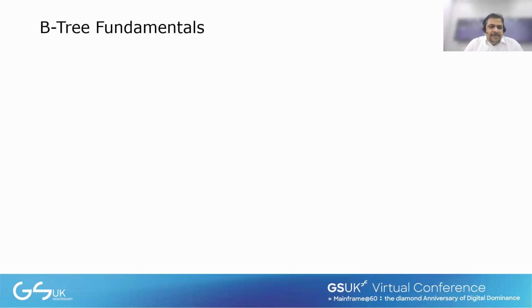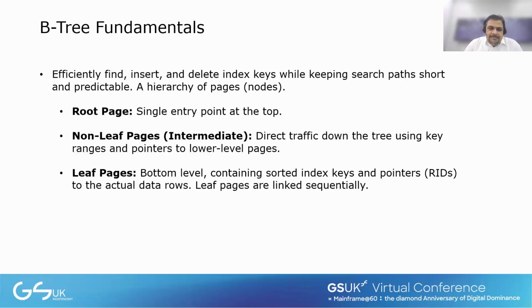So why this balanced tree? It is a very efficient way where you can search and find a particular row, and insert or delete rows, or index keys in the case of an index, while keeping the search path shorter and predictable. It is a very smart way of searching, inserting or deleting rows from the table. If you see the hierarchy of pages, we call them nodes.